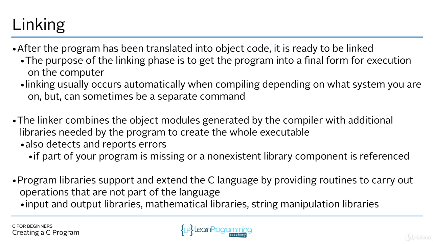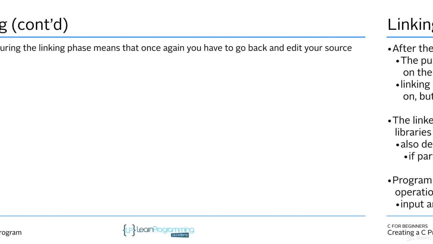So program libraries support and extend the C language by providing routines to carry out operations that are not part of the language. Input and output libraries are examples. Mathematical libraries, string manipulation libraries. If you're familiar with Java, it's the same thing as the Java API. It's the same thing as packages. It's this concept of, I want to write data to a file, I don't want to implement it myself, so I'm going to use an existing library that comes with the language. It's still written in C, but C comes with that. So there's all sorts of different libraries that we're going to learn about and use. This happens as part of the linking phase.